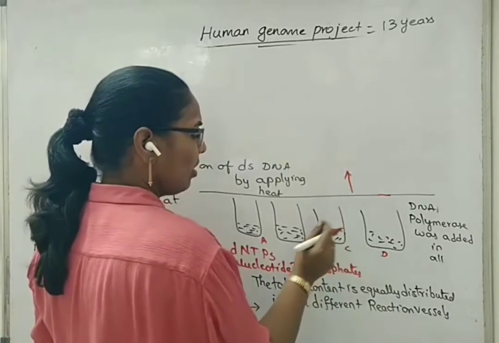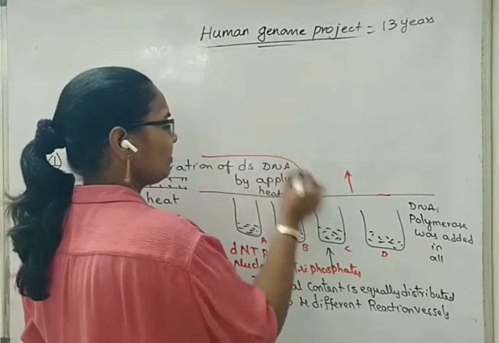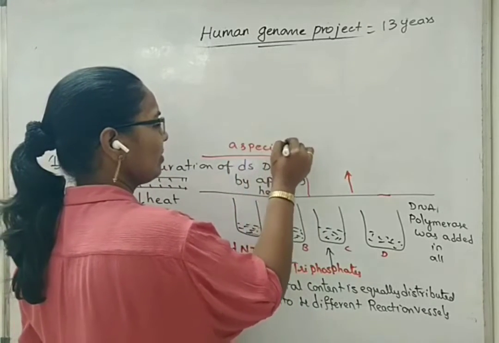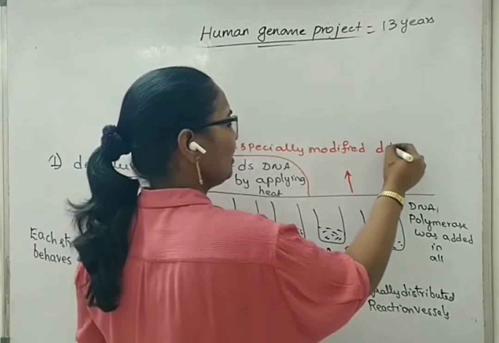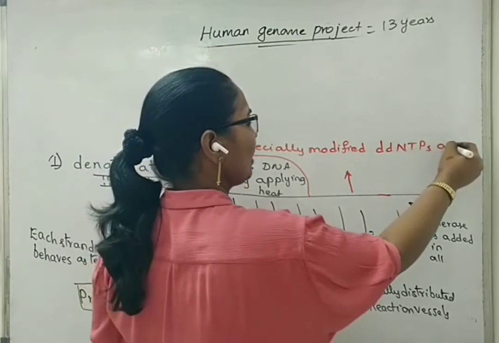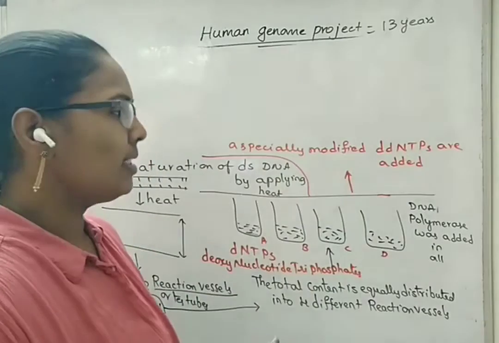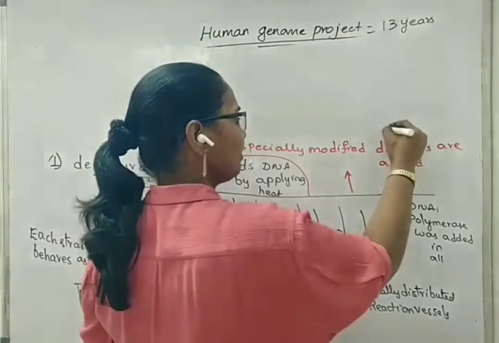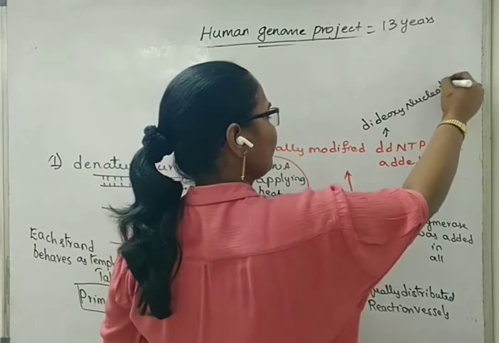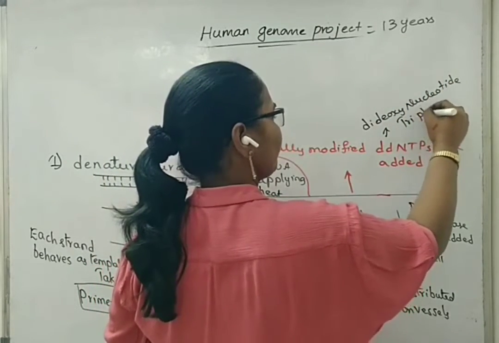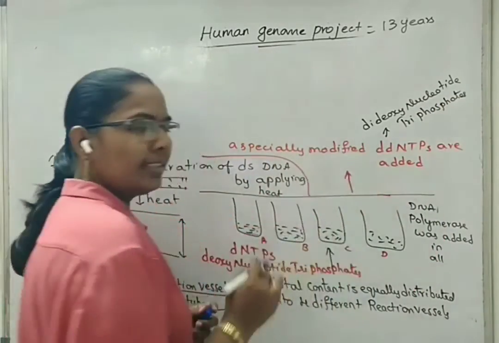To all 4 dNTP reaction vessels, specially modified ddNTPs are added. What are these ddNTPs? These are termed dideoxynucleotide triphosphates. Then what is the difference between dNTPs and ddNTPs?